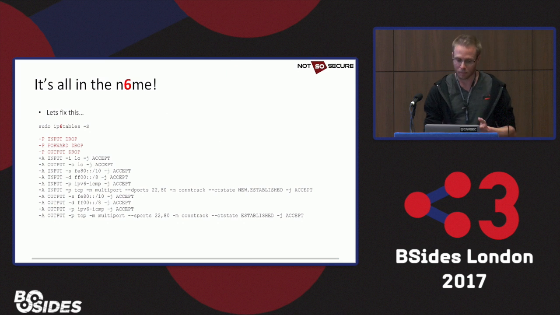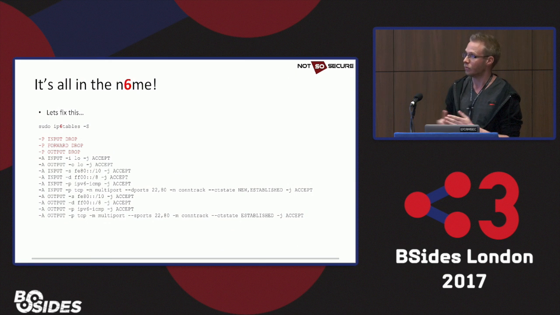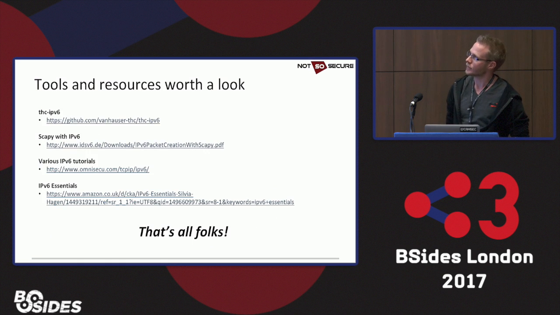And this is an example of an IP6 tables rule that you can actually use to essentially configure or give your system a bit more protection, shall we say. So that's a bit of a fix, depending on what you want to allow in and out.